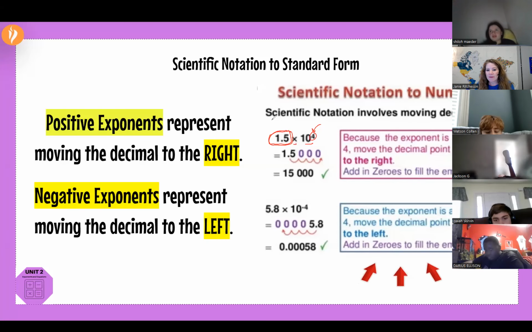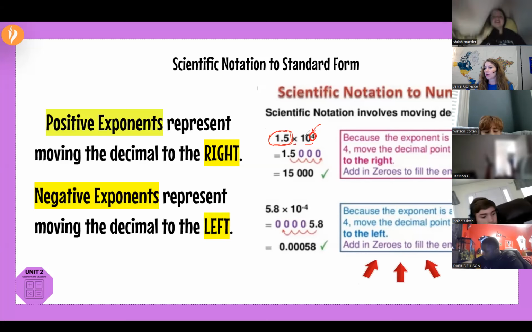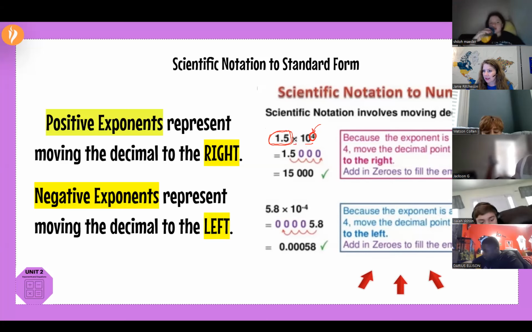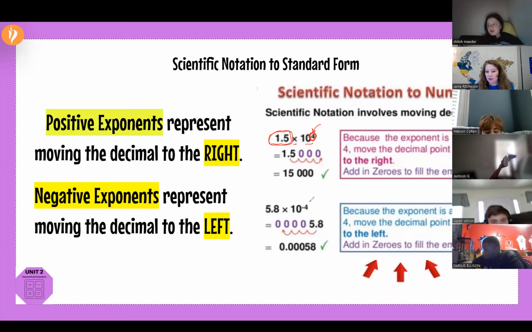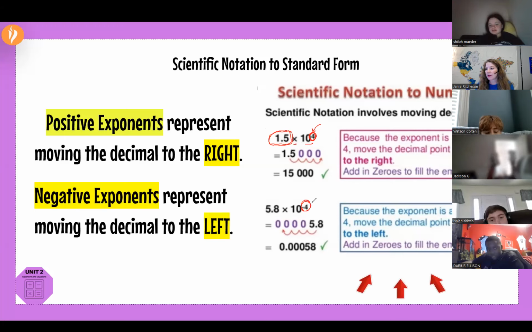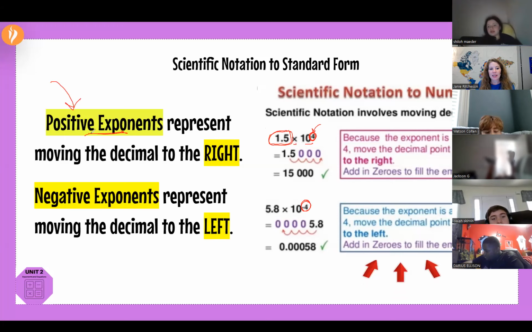All right, so if you have a positive exponent, that means your number is very, very big. However, if you have a negative exponent, that represents a very, very small number. So remember that right here. If your exponent is positive, you're going to be moving your decimal to the right because you're creating a large number. If you have a negative exponent, you're going to be moving your decimal to the left because you're going to create a small number.